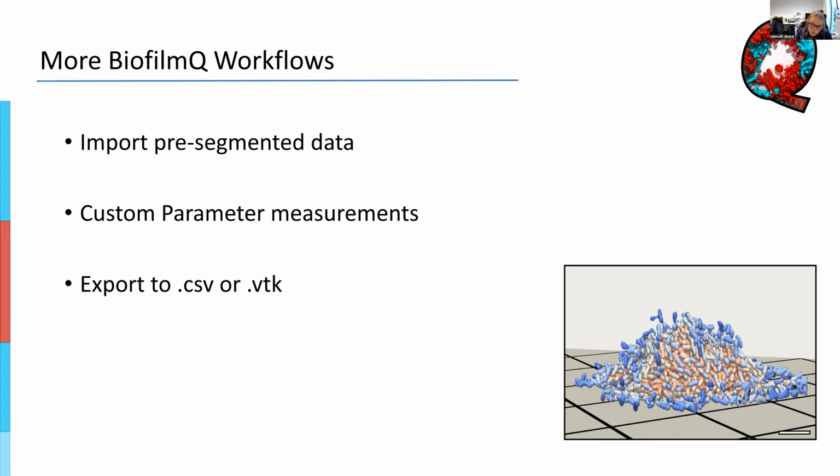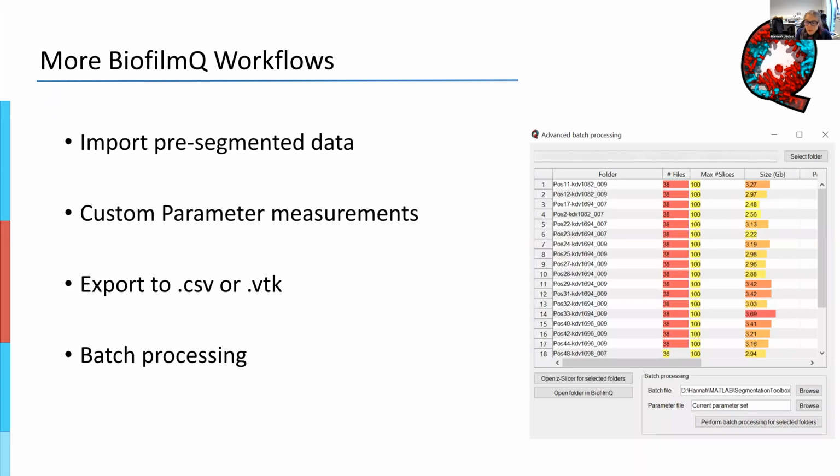So the export is possible, batch processing is possible. I have talked about this, but we haven't really shown it to you in the BiofilmQ console. We have several options to do the batch processing. One of them is a simple one where you basically just say, I want to do these tasks for all of the folders that are in my top folder. You can also do it this way. This is an advanced one. We can select the folders individually.